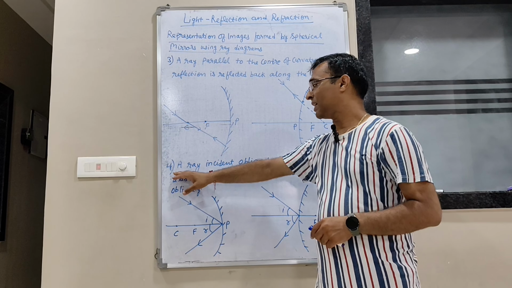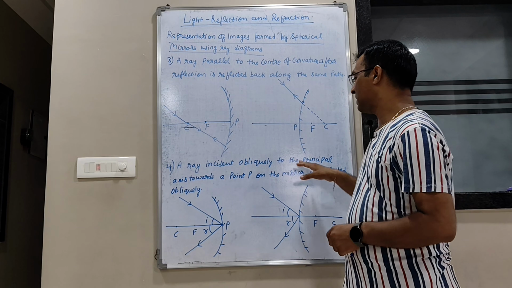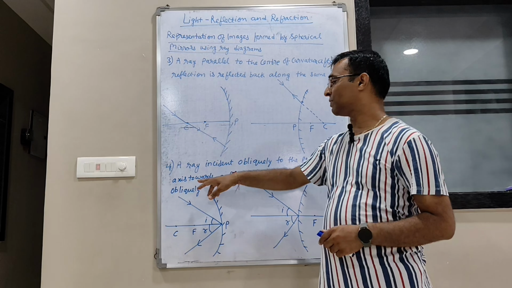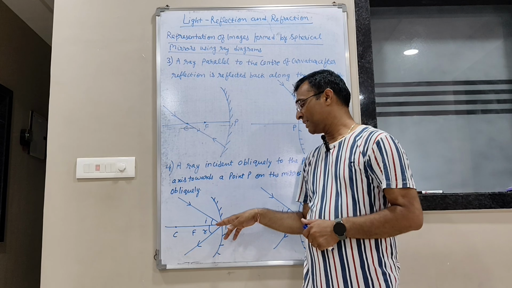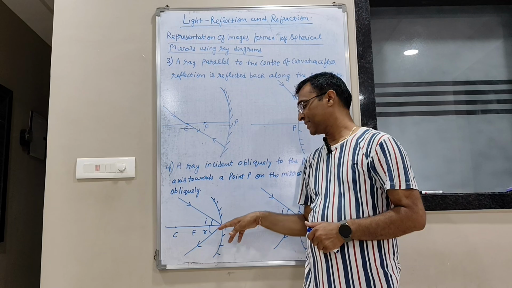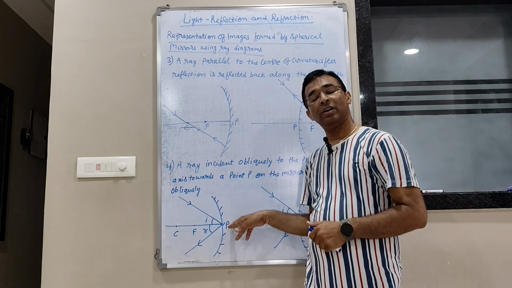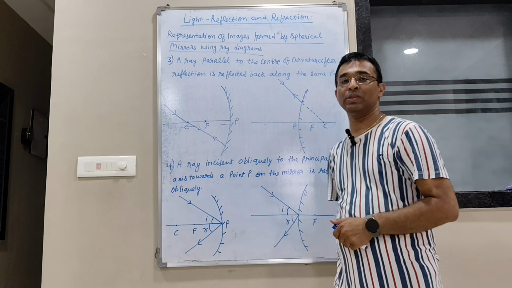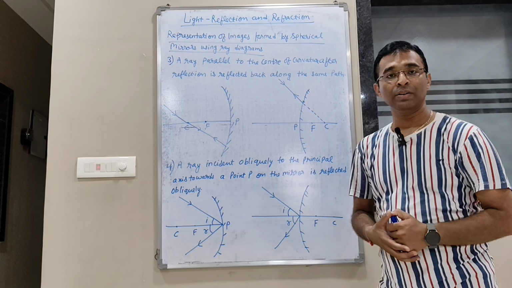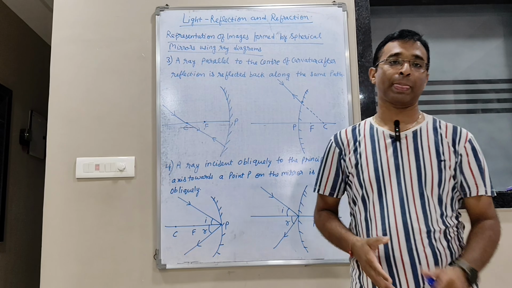Fourth and the last rule: a ray incident obliquely to the principal axis towards a point P on the mirror is reflected obliquely. So here we can see when an incident ray hits the pole of a mirror, it is reflected obliquely. The same goes for concave and convex mirrors in both cases.